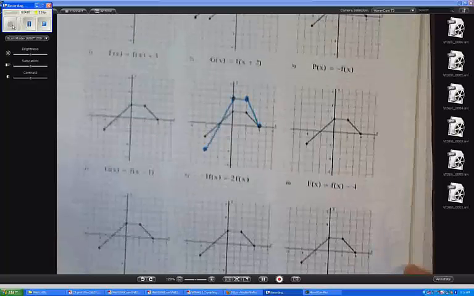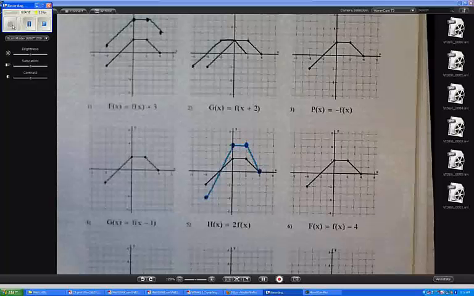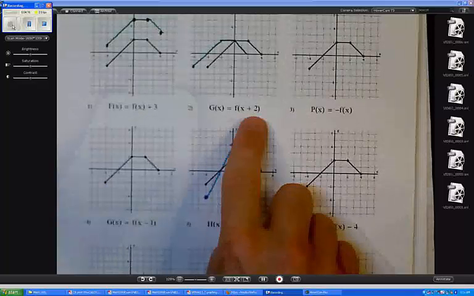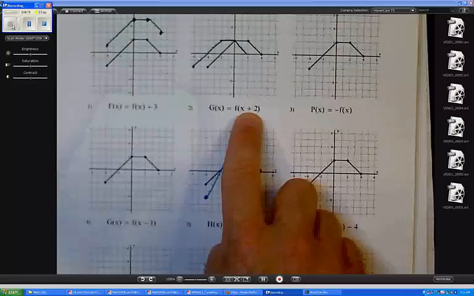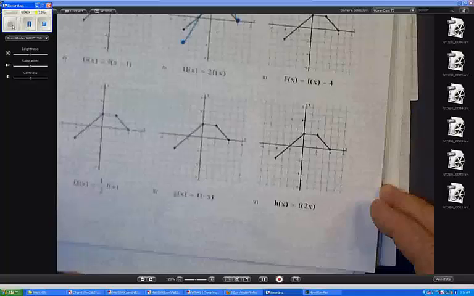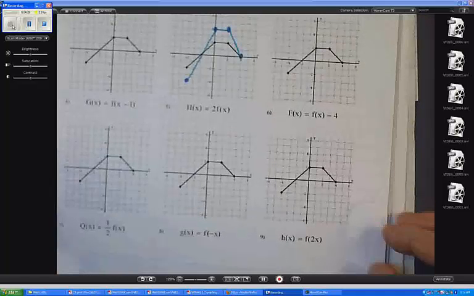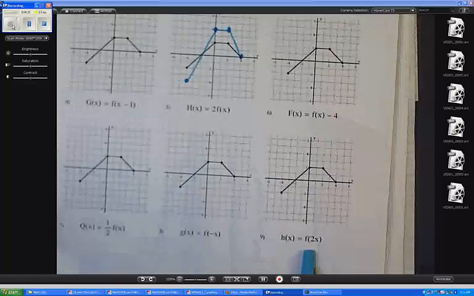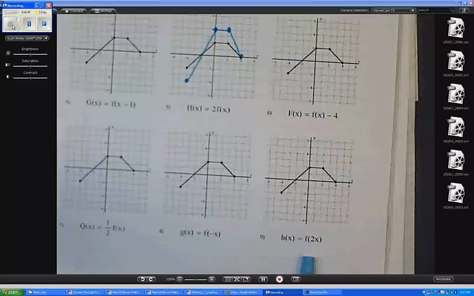Let's look at 1 and 2 again. Do you remember the difference between 1 and 2? When it said +3, what happened? Went up 3. When we said +2 in the input, remember how it moved left? Something similar is happening here between number 5 and number 9. In number 5, we do a vertical scaling by 2. In number 9, we do a horizontal scaling. But do you know what happens? You divide. You divide each of the x-coordinates by 2. That might be confusing.